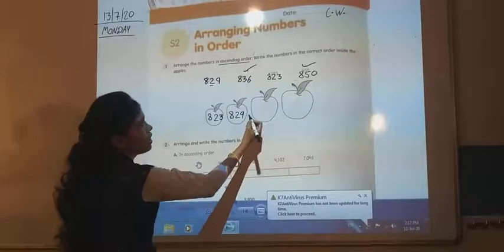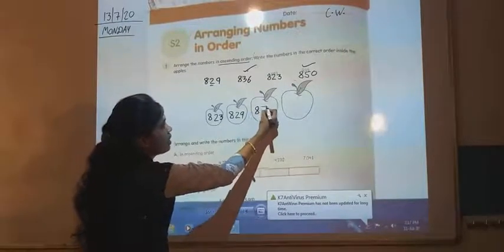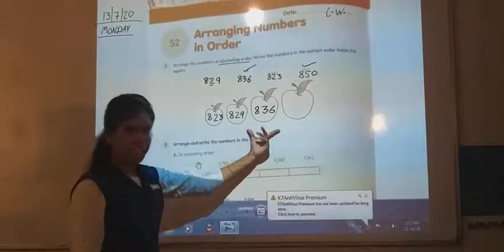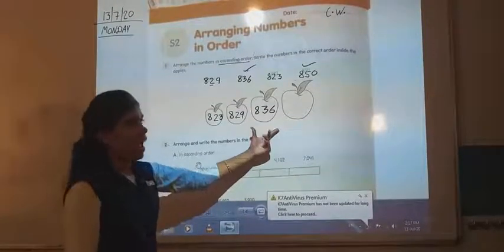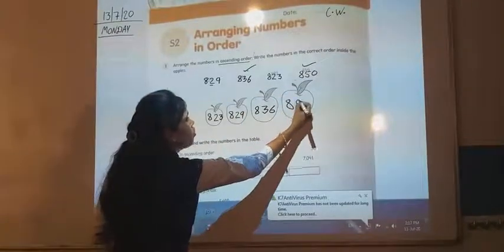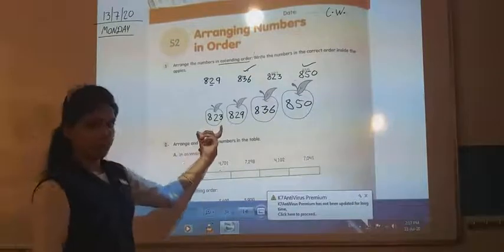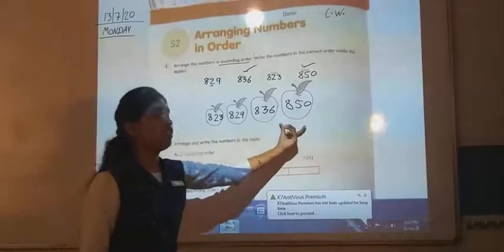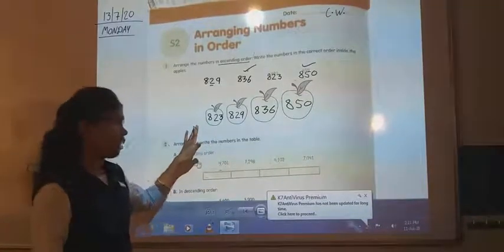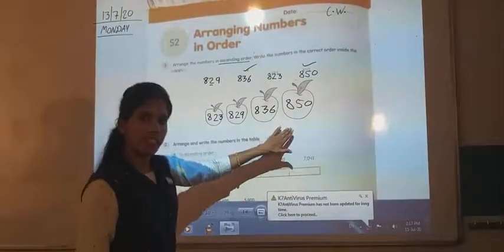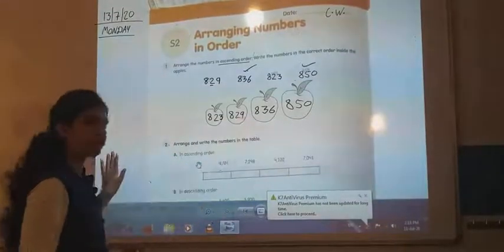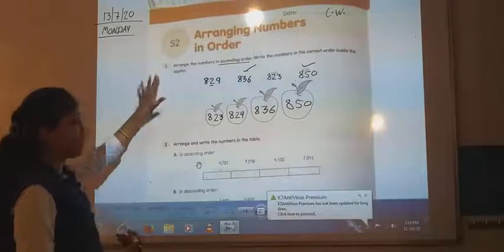So the next number will come: 836. Students, do with me. The number is 836, and the last number is 850. So this apple is the smallest apple and this apple is the largest apple. So this is ascending order, smallest to largest number. Okay students, done with me? Okay, let's complete question number 1.